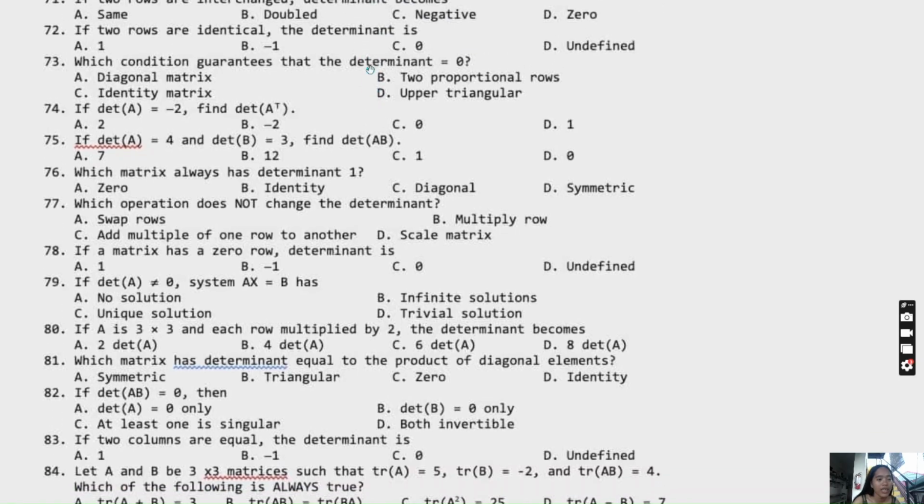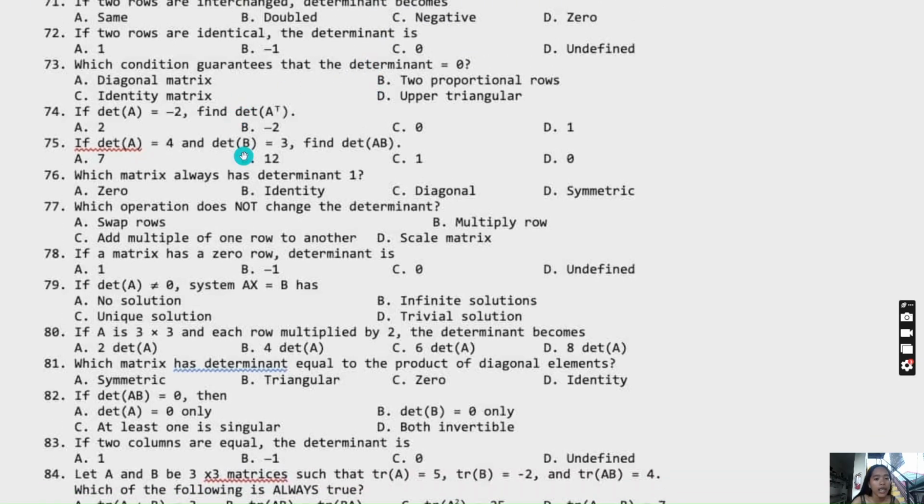So number 72 rather, if two rows are identical, the determinant is letter C, 0. Because if the rows of a matrix are exactly the same, then the rows are linearly dependent. And one important determinant property says that if two rows are identical, then the determinant is 0. So that's why the answer is letter C.